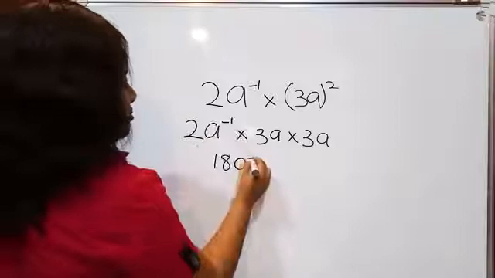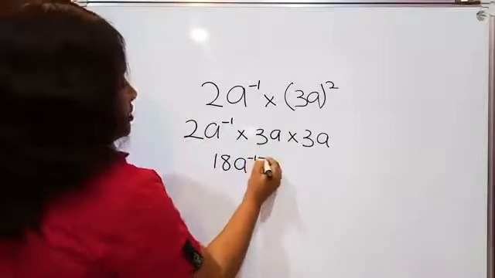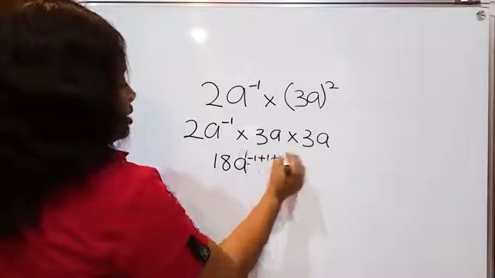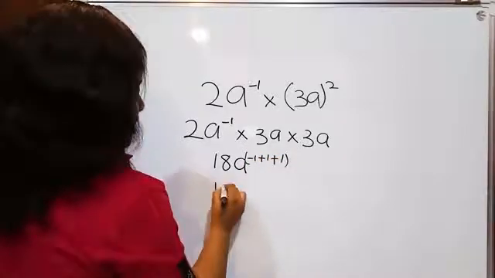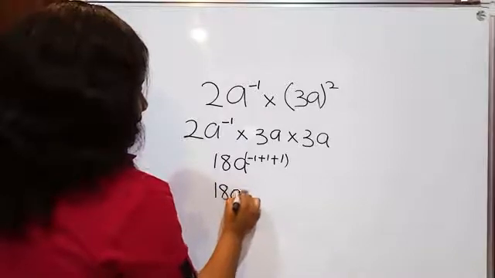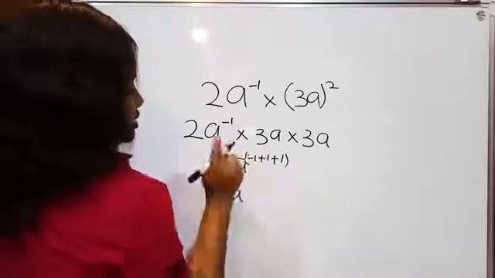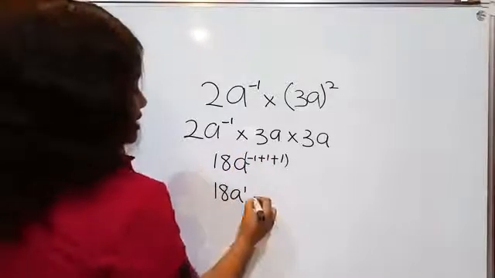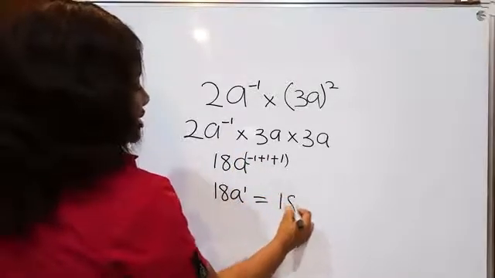You have minus 1, plus 1, plus 1 for the powers. So we have 18a raised to the power minus 1 plus 1, which is 0, plus 1. a raised to the power 1, and of course it's not necessary, we have just 18a.